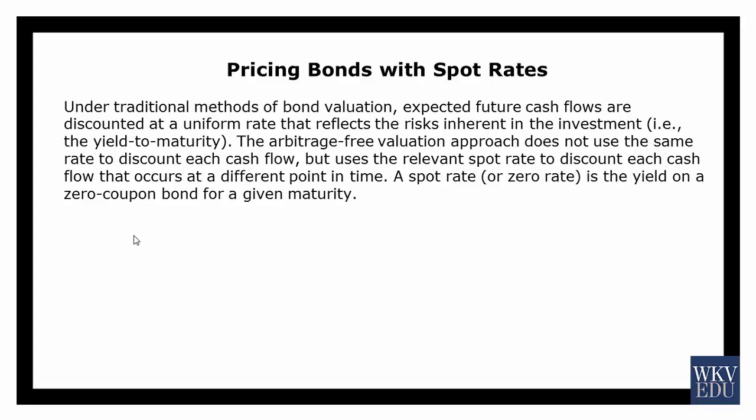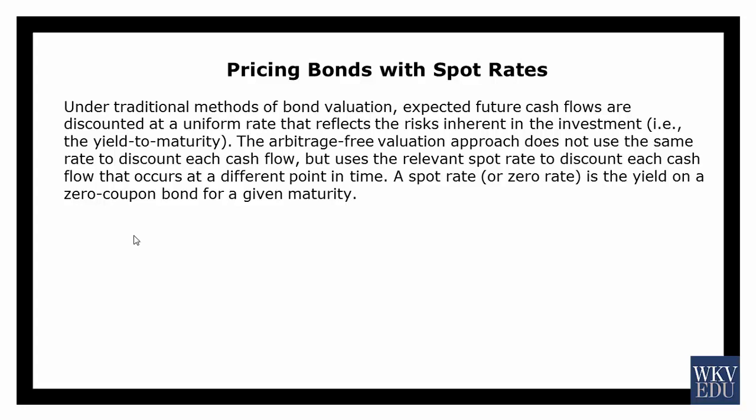A spot rate or a zero rate is the yield on a ZCB for a given maturity. For example, the yield on a 5-year ZCB equals the 5-year spot rate, and it is the rate that is used under the arbitrage-free valuation approach to discount the cash flows at year 5. For our purposes, there is no need to get into how spot rates are determined. That is something that you need to do at level 2.